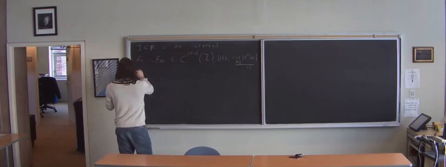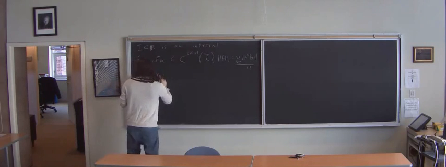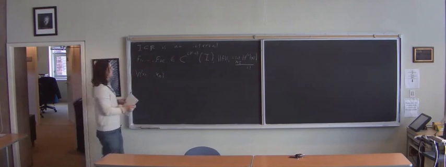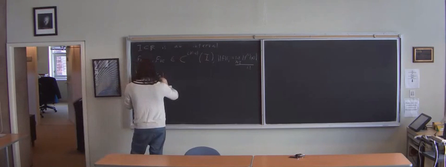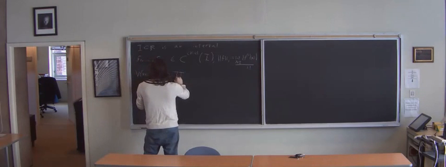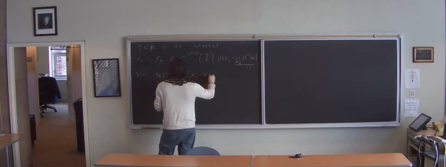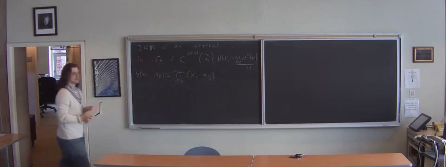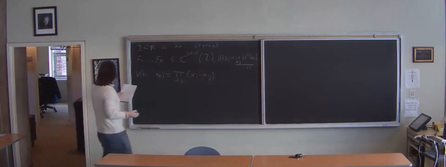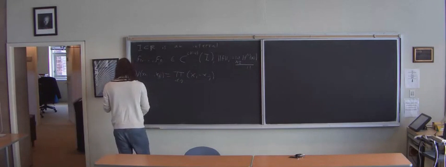Okay, one more piece of notation. For real numbers x1 through xk, let V of x1 through xk be the Vandermonde determinant. So the product over i less than j of x_i minus x_j. Okay, the theorem is the following.